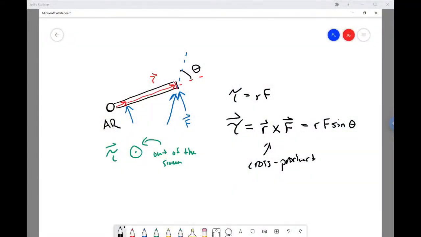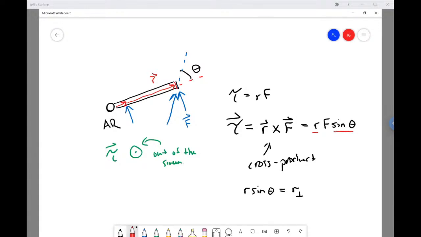So the torque has a vector nature, but it also has a magnitude, and the magnitude is a function of how big R is, but also the sine of the angle between the two vectors. And sometimes the product of these two things is called the lever arm. So R sine theta is, maybe we can call it, R perpendicular to the force vector.